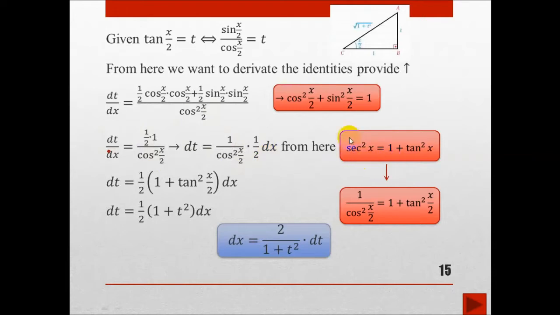From here, remember that secant squared x is equal to 1 plus tangent squared x. So if we have x over 2, we have 1 plus tangent squared x over 2, right? Then dt is equal to 1 over 2 times 1 plus tangent squared x over 2 dx. And we know that tangent x over 2 is equal to t, so we can change it to t squared. So we have dx equal to 2 over 1 plus t squared dt.